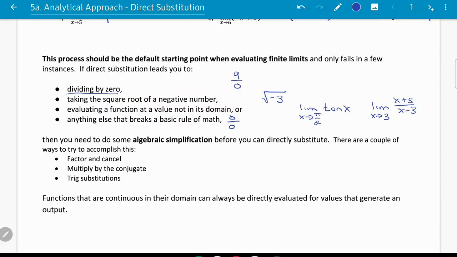In addition, if you end up with 0 over 0, that's going to behave differently than 9 over 0, and we will cover that. Then you need to do some basic algebraic simplification, and that's going to be the next few videos. So we have factor and cancel, multiply by the conjugate, or trig substitutions. The key point here is if a function is continuous on its domain, it can always be directly evaluated for values that generate an output.